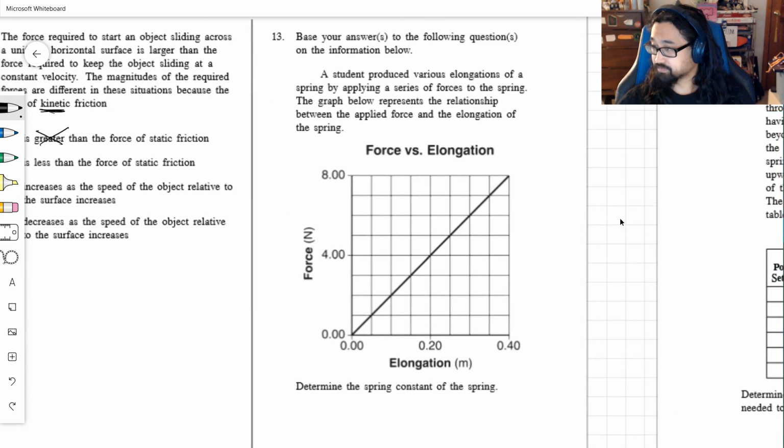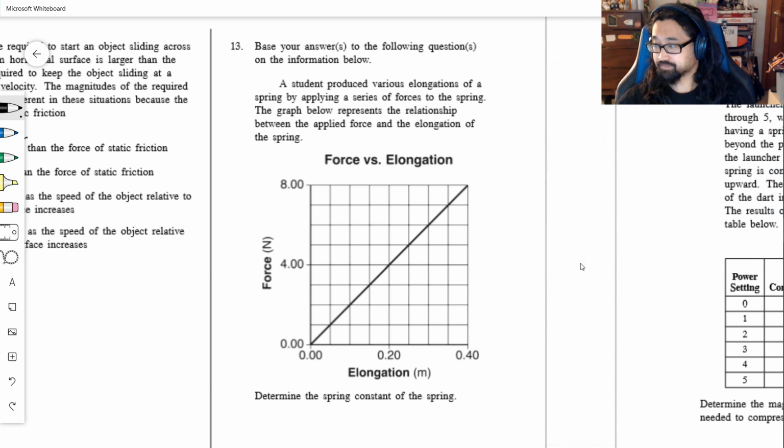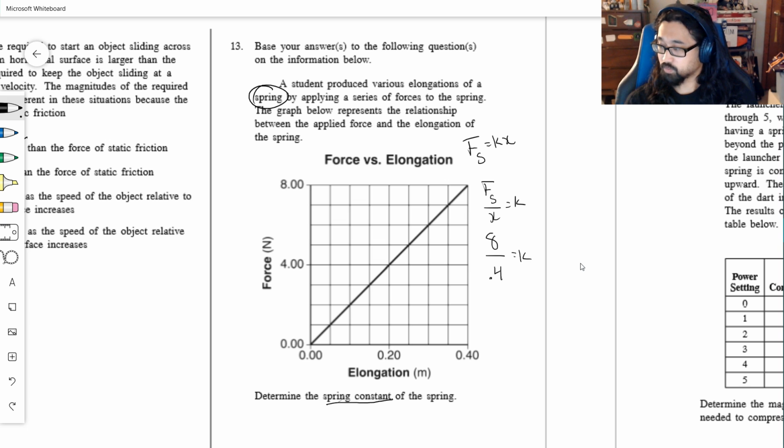All right. Number 13. We have a graph again. Elongations of a spring. Spring means this again, right? So we're looking for the spring constant. The only way that I know how to solve for that is if I do this. So I have a force of 8 newtons. I have an elongation of 0.4. That equals k, which means that if I do some math, I should get k equals 20 newtons per meter.